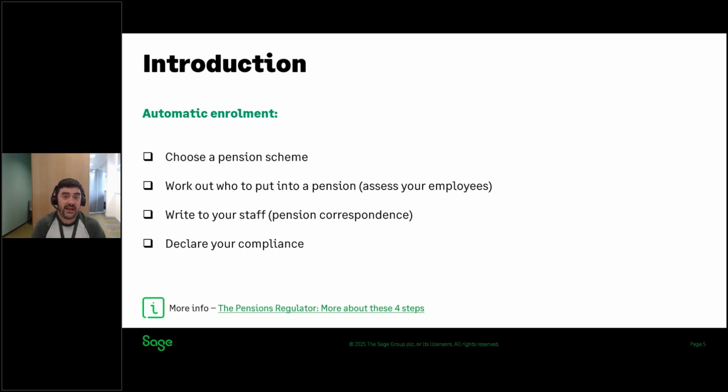And if you were taking on a brand new payroll, your duties would begin on the day you took on your first employee. Now, those initial duties are to choose a qualifying pension scheme that can be used for auto-enrolment that meets minimum criteria set out by the pensions regulator. Working out who to put into that pension scheme, also known as assessing your employees based on their age and wage. Writing to your staff, explaining how auto-enrolment affects them, and declaring your compliance with the regulator, just confirming that you have completed those initial duties.